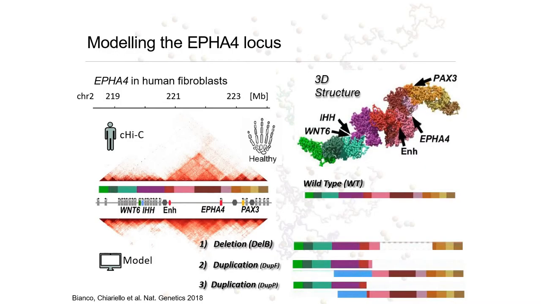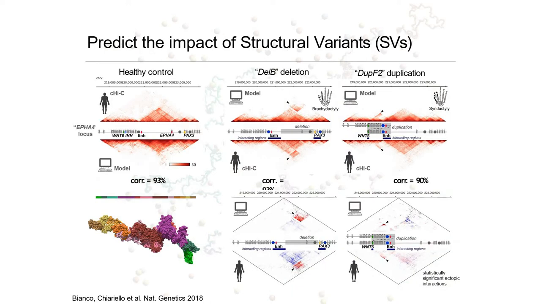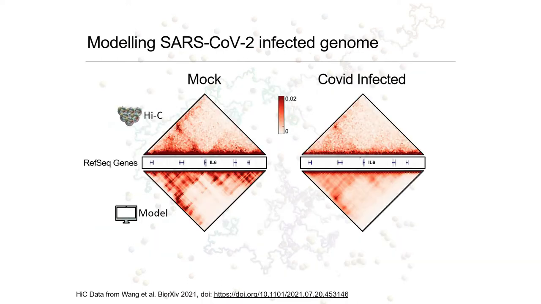So basically, this is another application that we did. We published this one as well, 3 years ago, again in collaboration with those people in Berlin. I will skip this one because Mario already told you. So basically, we modeled and correctly predicted the refolding of the genome in this region here, the EPHA4. You can see how the prediction of the model nicely recapitulates the pattern of interaction, so-called technically ectopic interaction, which is associated with those malformations, in particular brachydactyly and syndactyly.